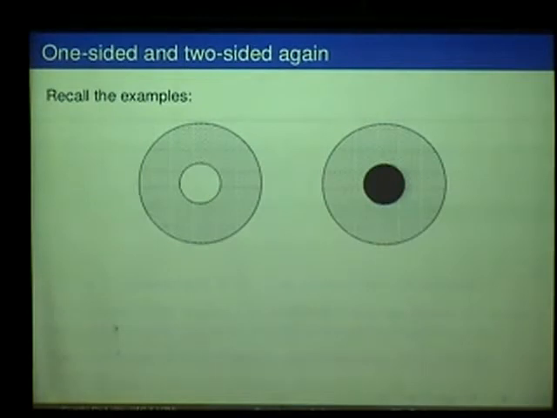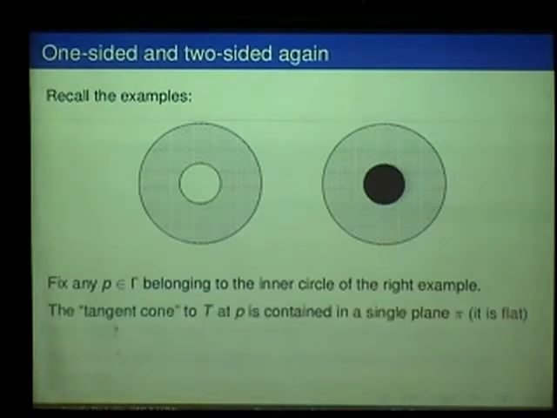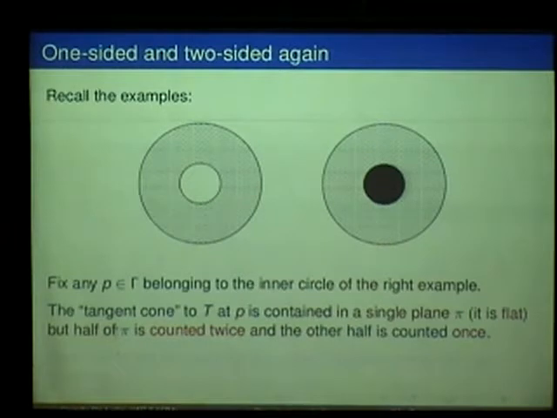If you remember in our example, this is two-sided, here you have two-sided boundary points, and here you have only one-sided boundary points. Okay, so now if you take a point P in your boundary gamma, if it belongs to the inner circle of the right example, what we say in geometric measure theory is that the tangent cone to T at the point P is contained in a single plane pi, so it's a flat tangent cone. But instead of being a half plane, half of pi is counted with multiplicity twice, and the other half is counted with multiplicity 1.